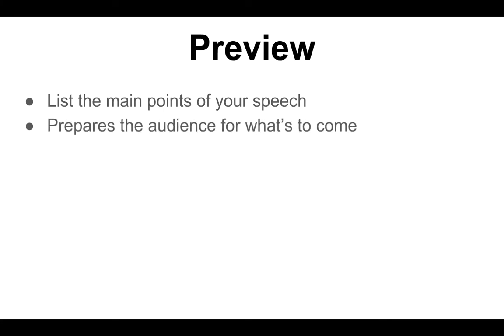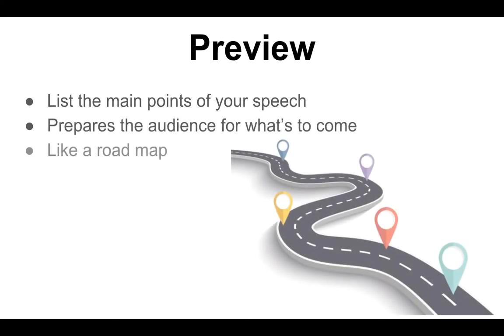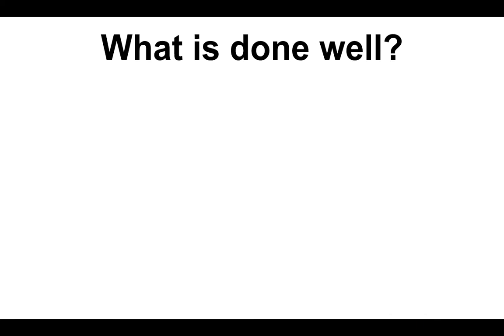And the final sentence of your introduction is your preview. It lists the main points of your speech and it prepares your audience for what's to come. It's just like a roadmap. If you look at this image here, you have these points on your road. Well, those can be looked at as the points of your speech. What are you going to talk about? List those out to your audience in one sentence using commas, and they will have a good understanding of where you're going with the rest of your speech.